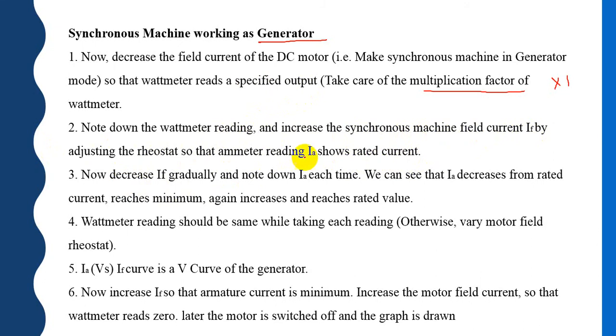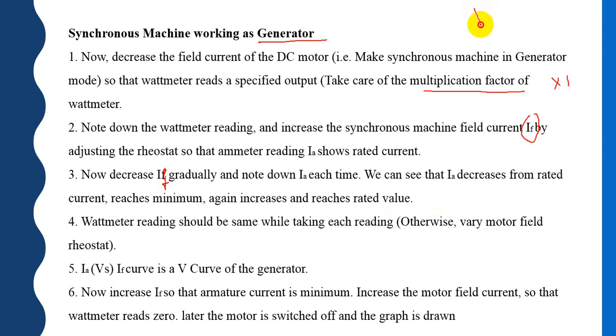Next, once the ammeter reads the rated current, decrease the IF gradually. IF means field current. It is not "if", it is IF. Decrease IF gradually and note down IA each time. We can see that IA decreases from the rated current, reaches a minimum value, and again increases and reaches the rated value.